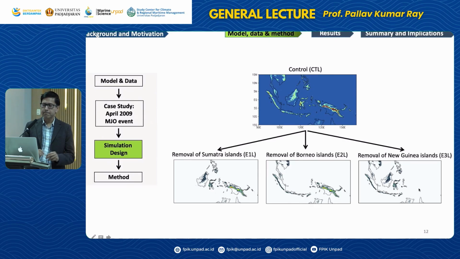Okay. And again, the whole motivation comes from the fact that once upon a time, all these islands were connected, correct? So you had a lot more precipitation. Now we are removing one island at a time. So the expectation is that precipitation should overall reduce because we have less land mass in these experiments.